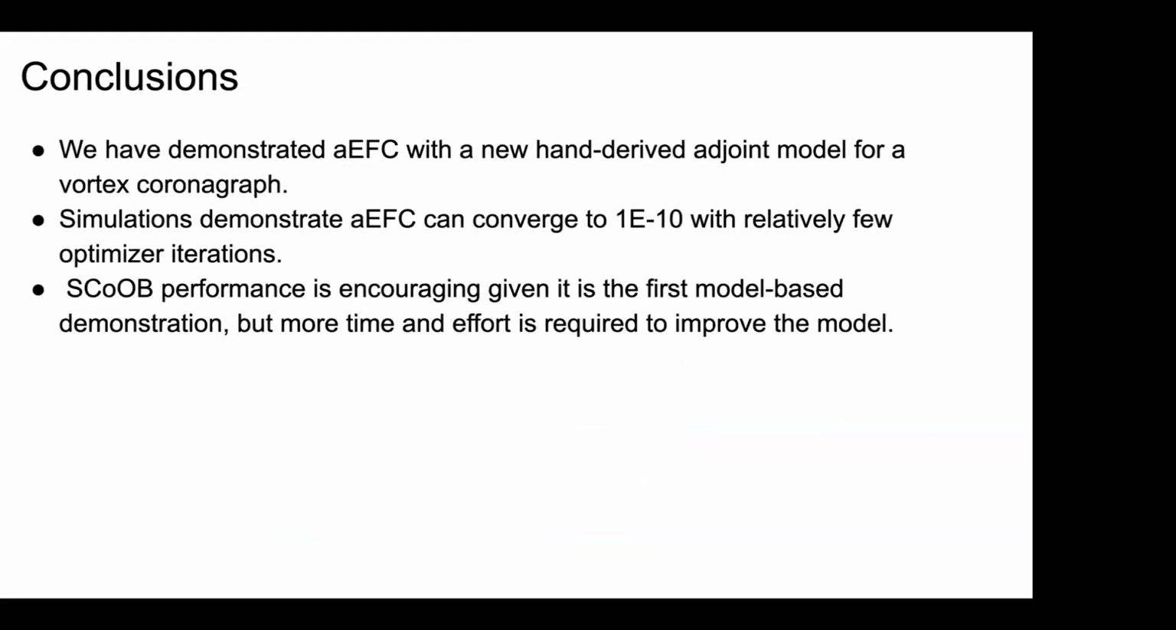Okay, well, anyway, that was the final technical slide. Basically, we have demonstrated aEFC with a new hand-derived adjoint model for a vortex coronagraph. And the simulations at least show that aEFC can converge to 10⁻¹⁰ with relatively few optimizer iterations, which was the 50 optimizer iterations that I limited aEFC to. And Scoob performance is encouraging, given it's the first model-based demonstration on Scoob, but we need to put more time and effort into improving the model if we actually want to consider deploying an algorithm like this.